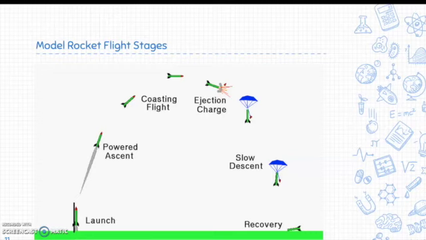So let's take a look at model rockets. This would be more of what we would be doing if we were in the building and in a traditional classroom. So the stages of a model rocket flight begin with launch. We then have our powered ascent. Then after the rocket engine burns out, we then have a coasting flight. We then have an ejection charge where we then get a parachute and a hopefully slow descent and then recovery.